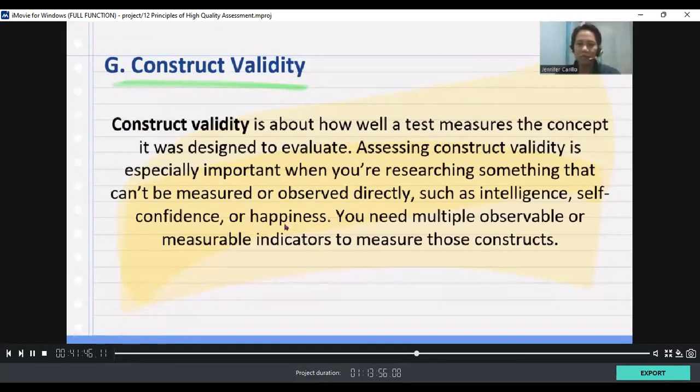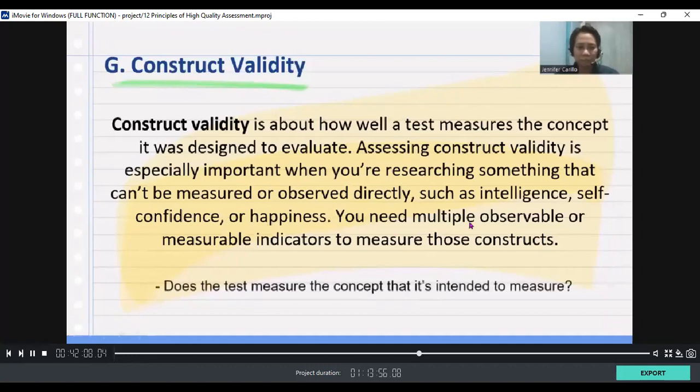And since these attributes and characteristics like intelligence, self-confidence, happiness, attitude cannot be directly observed, you need multiple assessments, okay, to make your result valid, to make your instrument valid. It will simply answer the question, does the test measure the concept that it's intended to measure? So for example, if you want to test the intelligence of the students, you will give that student an intelligence test, not a personality test.